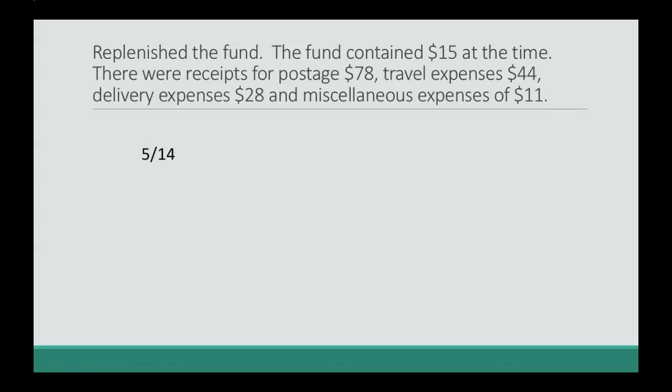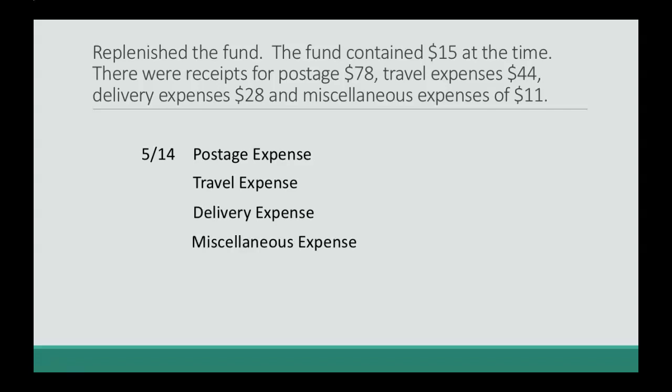Now, on the 14th, we are replenishing the fund. It told us the fund contained $15 at the time. There were receipts for postage of $78, travel expenses of $44, delivery expenses of $28, and miscellaneous expenses of $11. So, the first thing that we need to do when we make the journal entry to replenish the petty cash fund is to debit all of our expenses. So we had postage expense, travel expense, delivery expense, and miscellaneous expense. So that's step number one, is we first debit all of the expenses that we have.